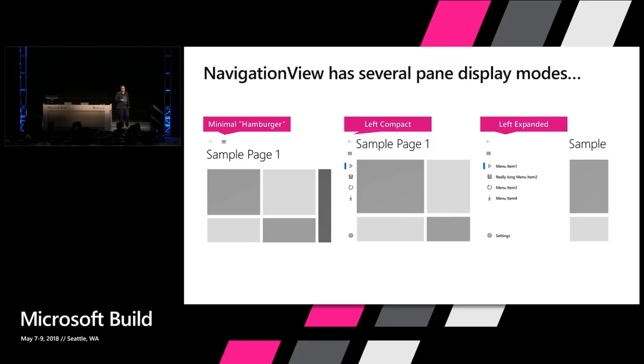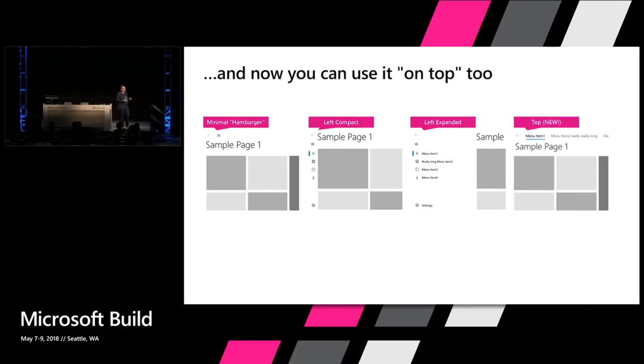But do you know what one of the top pieces of feedback we've gotten, one of the top requests we've gotten for this control is? Can you please make it go on top? And so now you can make it go on top. And so we've added the top, which now supports the top navigation mode. And for a lot of apps, what makes sense is to have navigation links along the top. Some people prefer it along the side. Now you have the flexibility, and what's great is you have a common programming model for it.